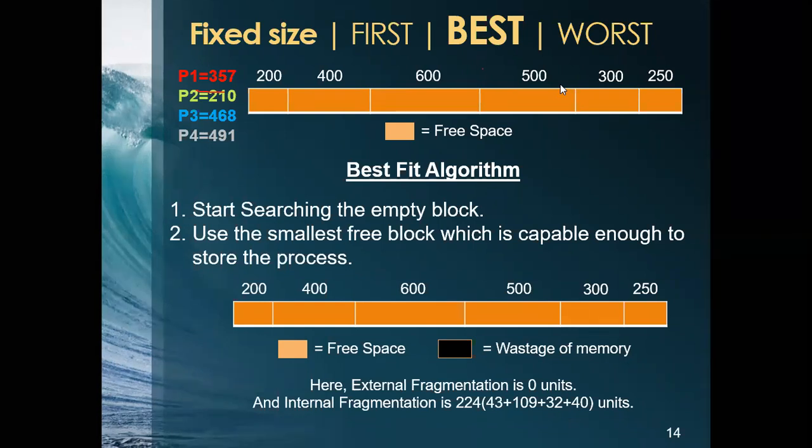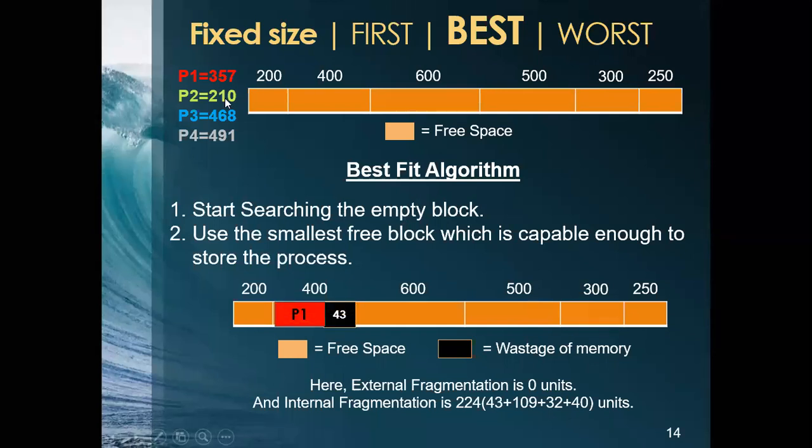Okay. So which one here is the smallest fit for 357? So this one 400, 600, 500. Out of these three we can store process one, that is 357, in any of them. But the best fit algorithm chooses the smallest one. So it will store here, 400. Okay, nice. Let's go for the next case. So process one will be stored into 400.